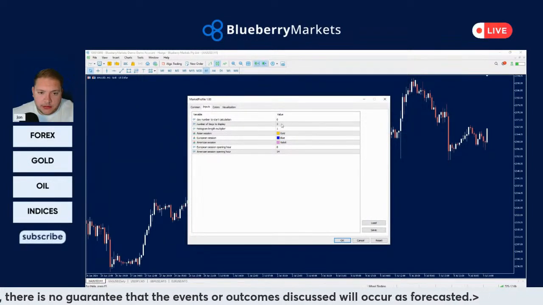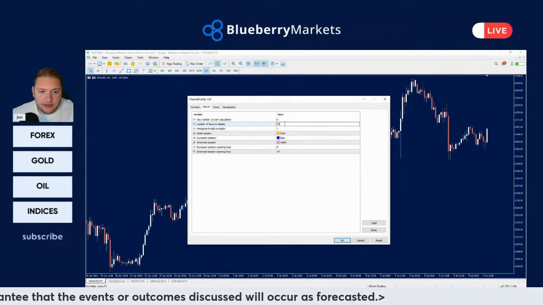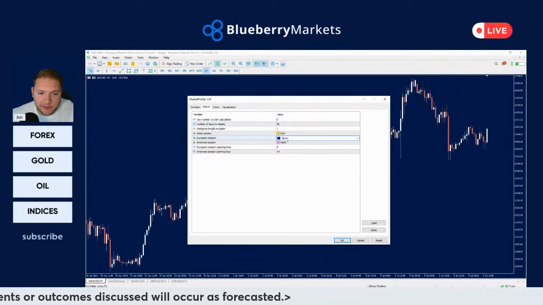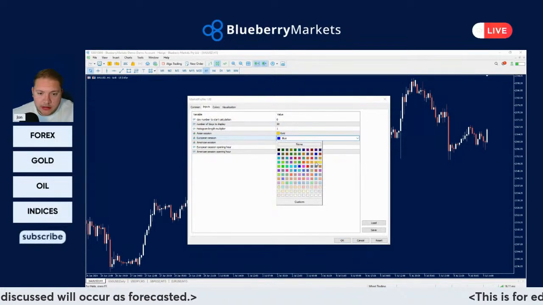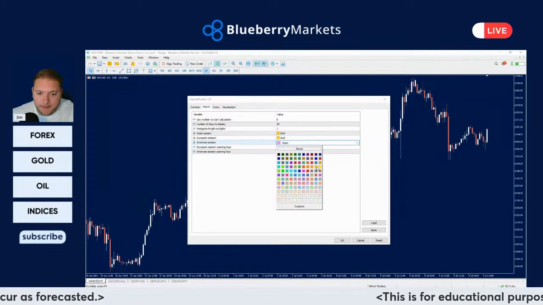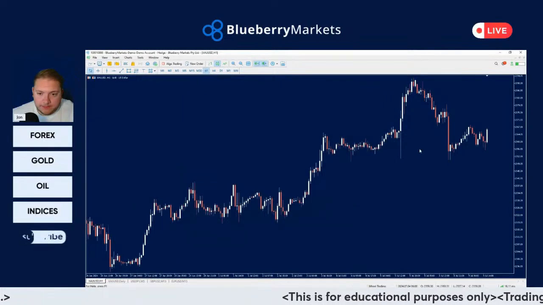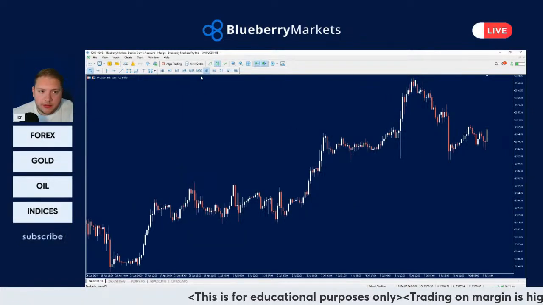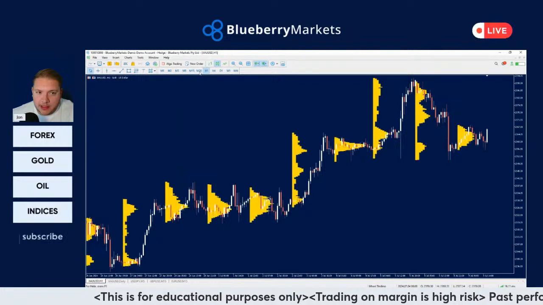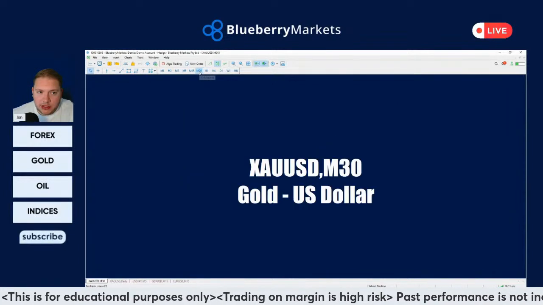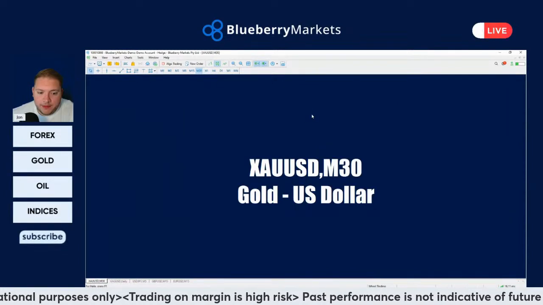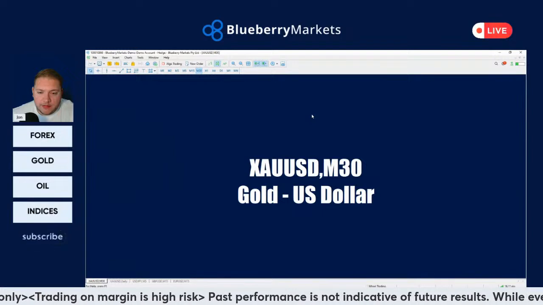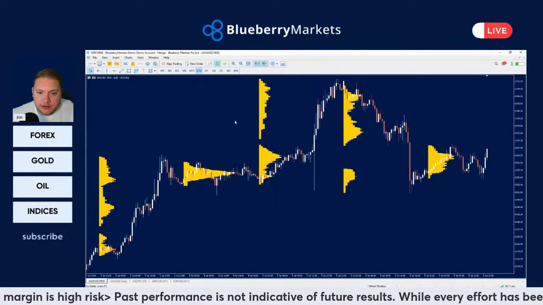Might need to save these as defaults. Just for fun purposes, we can have a little look at this. Put it on gold. Let's see if this comes up on here. Now I can hear my computer starting to churn a little bit. Let's go to a 30-minute time frame. Let's see if this helps.